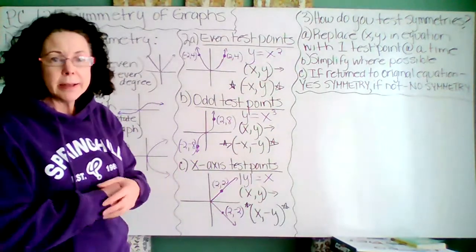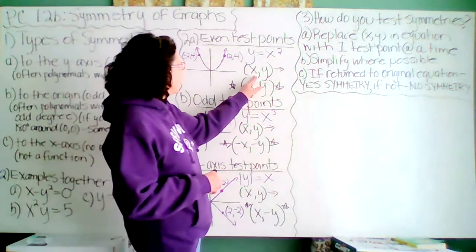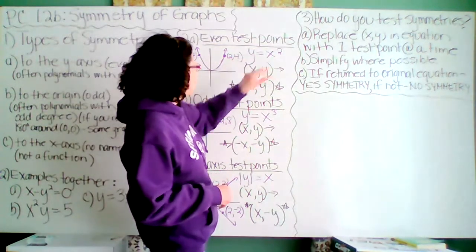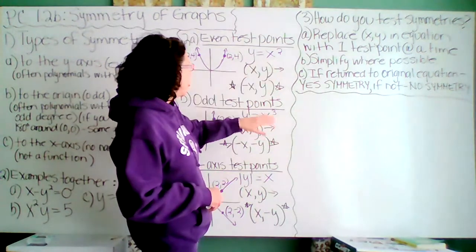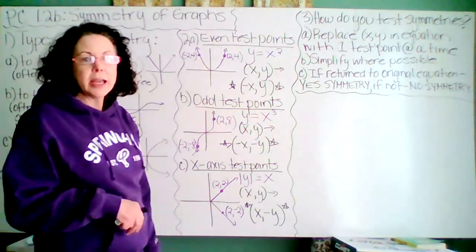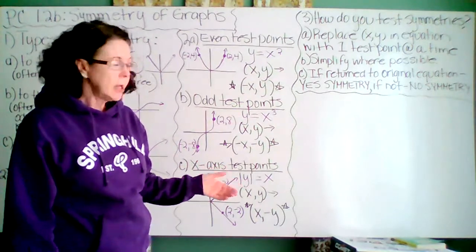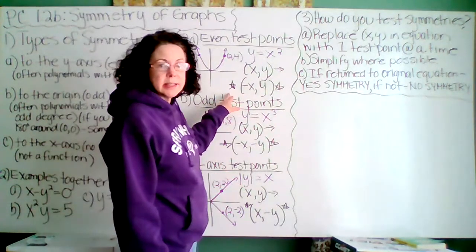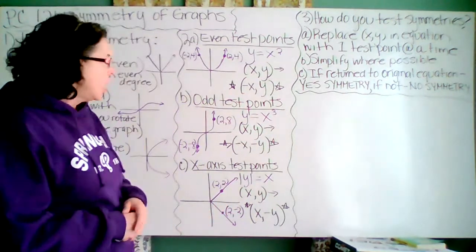So what does this mean as far as testing for symmetry? That means that any (x, y) point, like (2, 4), that is a solution for this equation, the point (-x, y), take a look here, (-2, 4), is also a solution. Okay, so I have stars on this test point because we're going to need that to test for even symmetry.